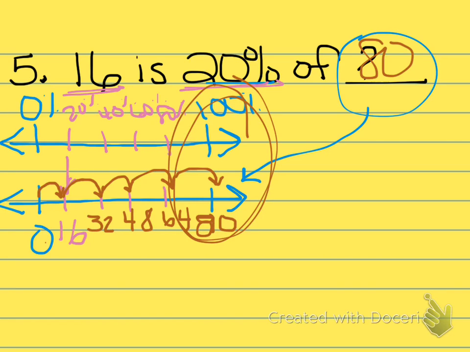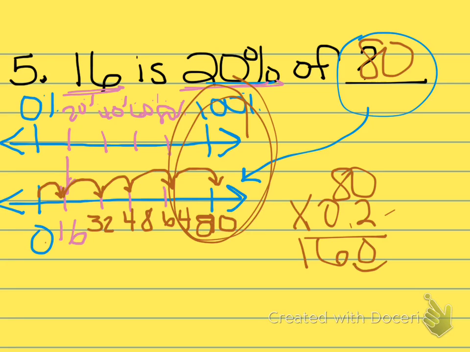And the way you can check your work is by doing 80 times 0.2 for 20%. And when I figure this out, it should end up telling me that I have 16, which is here. So sure enough, 80 is the correct answer for number 5.